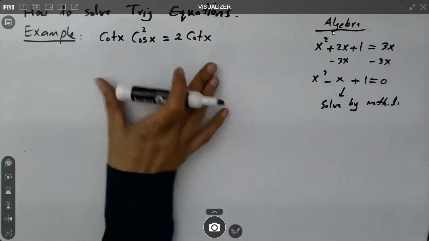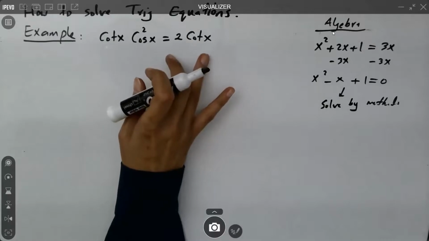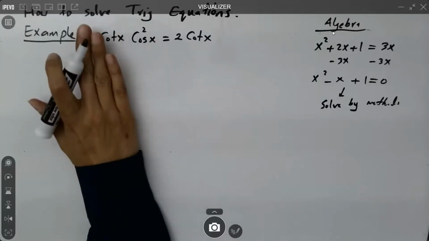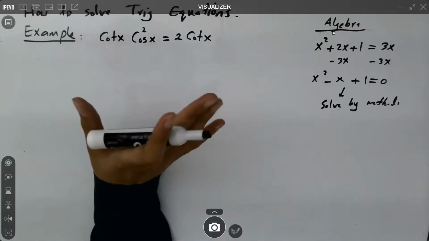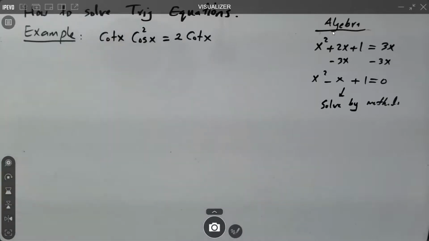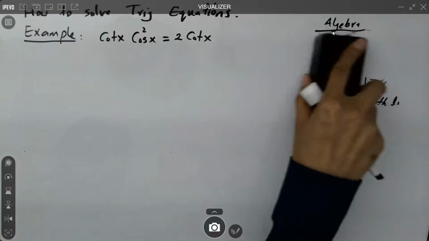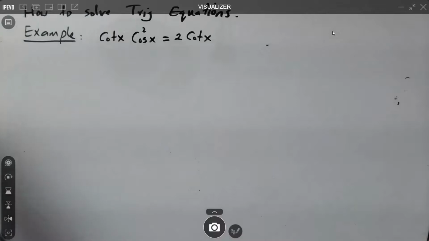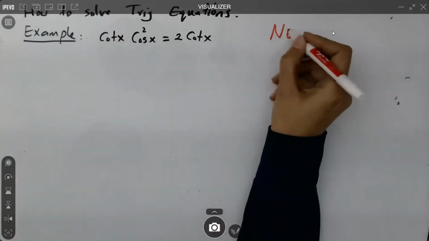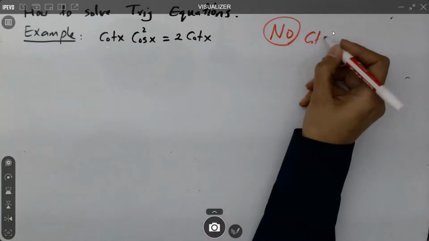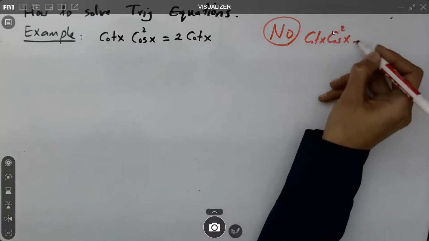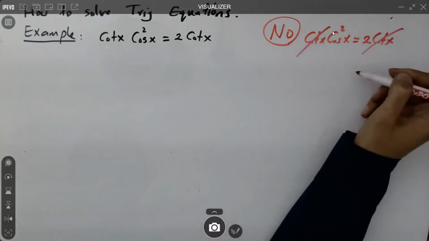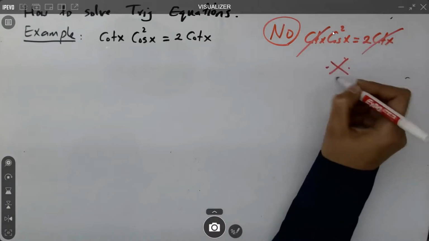The same process here. You cannot leave 2 cotangent on one side. You cannot just say, hey, I'm going to cancel out cotangent, and I end up with cosine squared equals 2. That is wrong. That's a no-no. So let me write it here for you. If you write it that way, you do not get all the solutions. Cotangent of x, cosine squared of x equals 2 cotangent of x. Do not cancel out cotangent. This is a no. Bad.